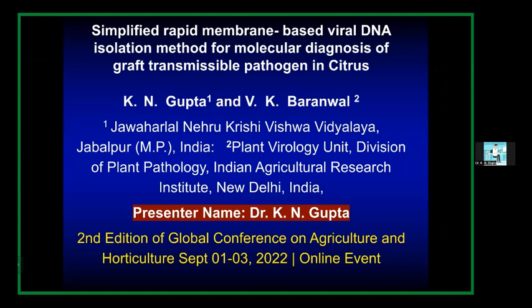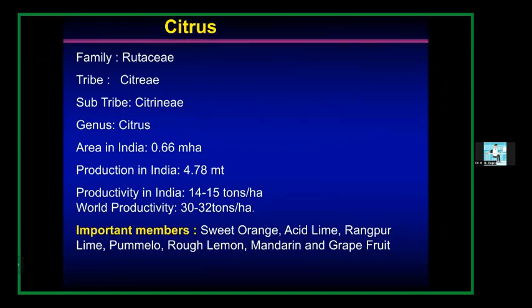My research topic is a simplified rapid membrane-based viral DNA isolation method for molecular diagnostics of graft-transmissible pathogens in citrus. Citrus is an important crop in India. There are many varieties available, like sweet orange, acid lime, rangpur lime, pomelo, rough lemon, mandarin, and grapefruit. Citrus belongs to the family Rutaceae, tribe Citreae, subtribe Citrinae, genus Citrus.